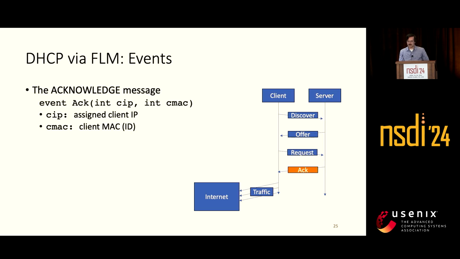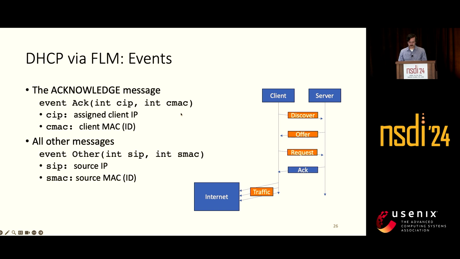So to specify this misuse, the user will first specify which events they care about. In this case, the first event we care about is this acknowledge message, because it has the new approved IP for the user. This contains the client IP and then the MAC address, which we'll use as the identifier. And then our other event is just everything else. So this includes both the initial handshake messages as well as the internet traffic that the user is supposed to send afterwards.